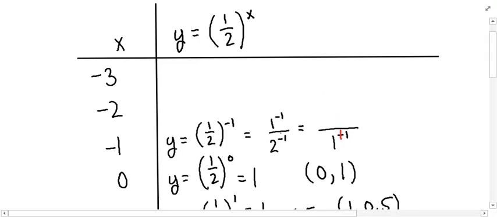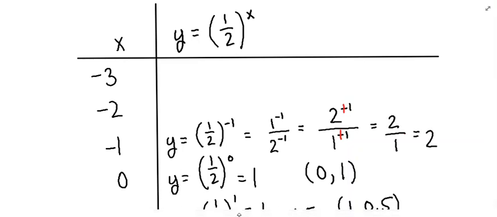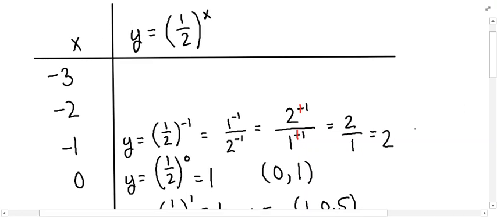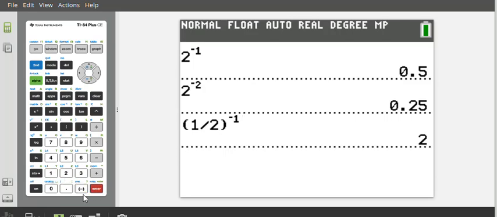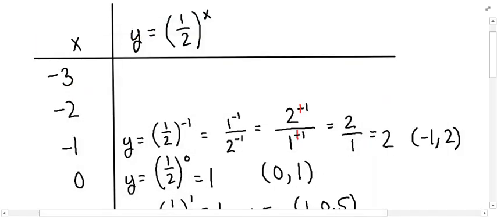And likewise, 2 to the -1 is in the bottom, so we're going to move it to the top and change the sign of the exponent. So we're left with 2 to the first power over 1 to the first power, so you end up with 2. Okay, so basically if x is -1, the y value will be 2. Okay, you could go to your calculator, you could punch in 1/2 raised to the -1 power, and out should come 2. Okay, all right, so now I'm going to plug in x equals -2.